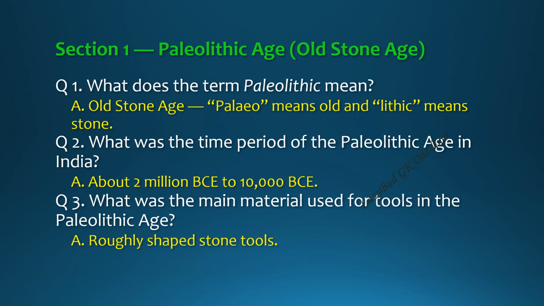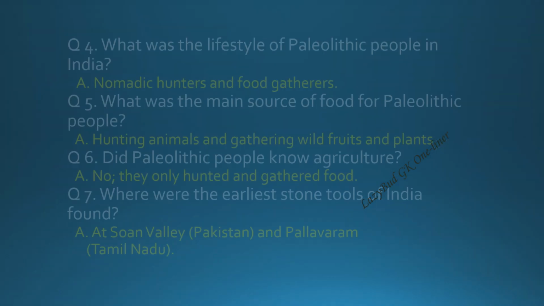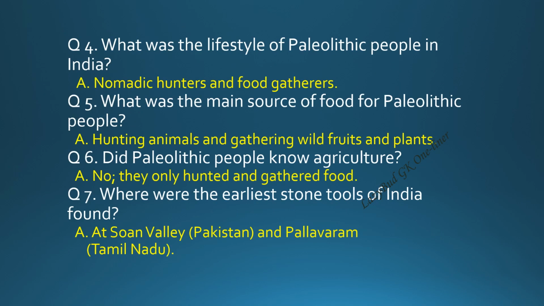Question 3. What was the main material used for tools in the Paleolithic Age? Answer. Roughly shaped stone tools. Question 4. What was the lifestyle of Paleolithic people in India? Answer. Nomadic hunters and food gatherers.